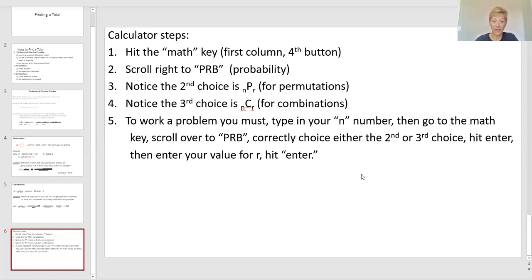Then you're going to go to the math key, scroll over to probability, decide whether you need permutations or combinations, choose that one, do your R and hit enter. Now, what do I mean by all that? All right, make sure this is copied down. So freeze it and copy this. All right, now that you've got this copied, we're going to go back and work these other problems.